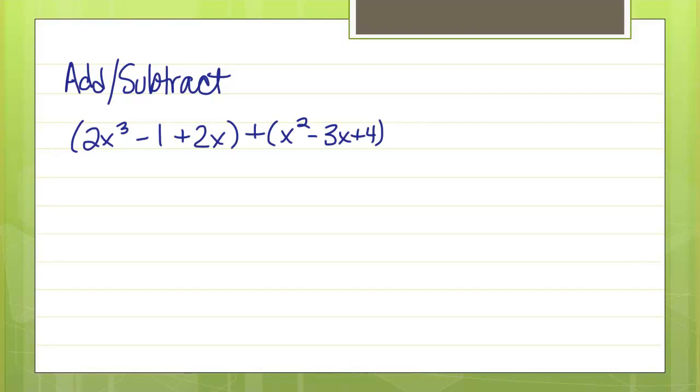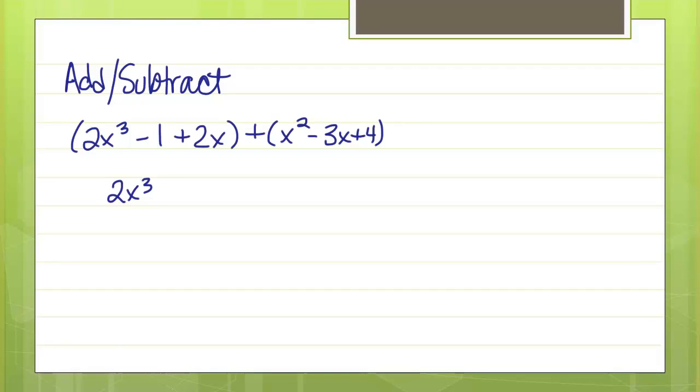Add and subtract polynomials, not a huge deal, not a huge difference. We've been doing this forever. If I have 2x cubed minus 1 plus 2x plus x squared minus 3x plus 4, we just have to look for like terms. Now this one that I happen to give you here, there's no like term with the 2x cubed. So we just have 2x cubed.